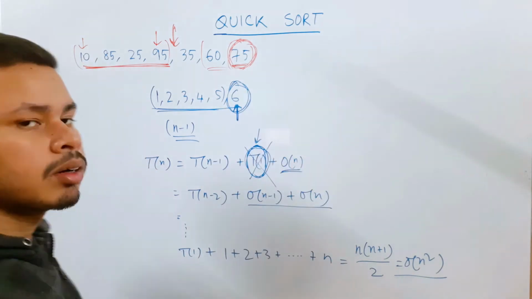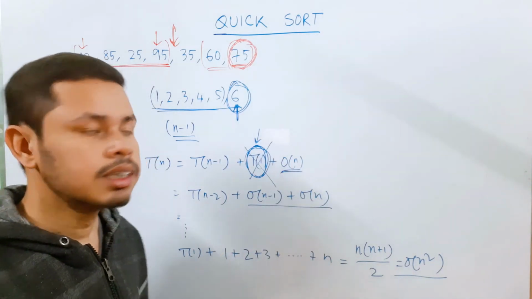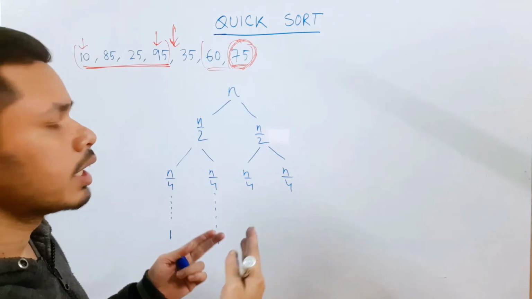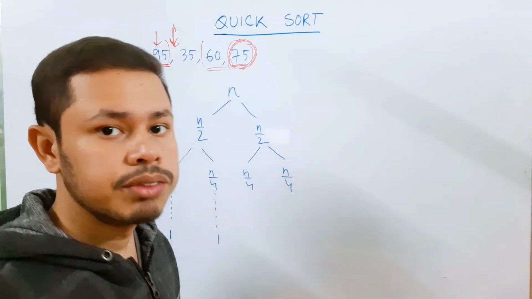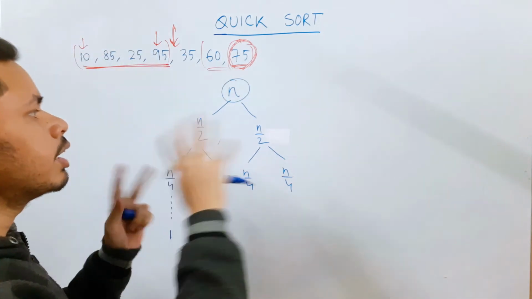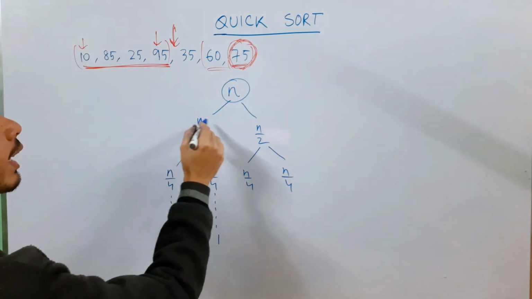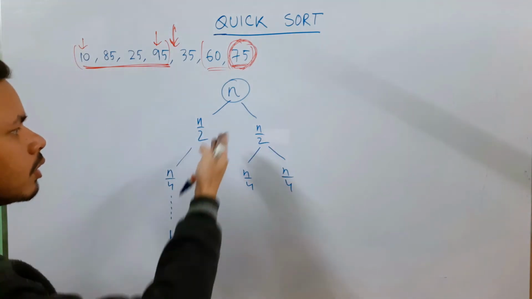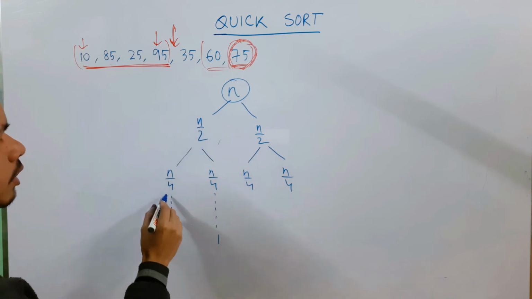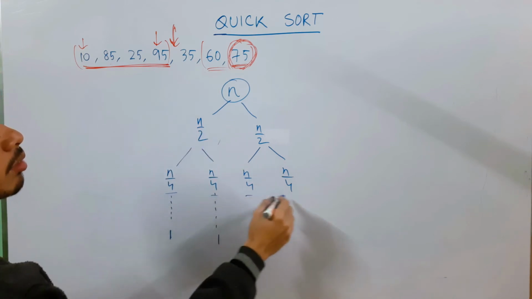But this is not the average time complexity. So let's look at how the average time complexity of Quicksort can be determined. If we somehow divide the array into almost two equal parts, it will contain n by 2 and n by 2. Further division will again contain n by 4, n by 4, n by 4 and n by 4.